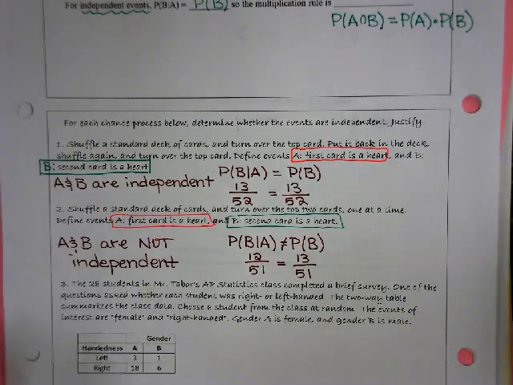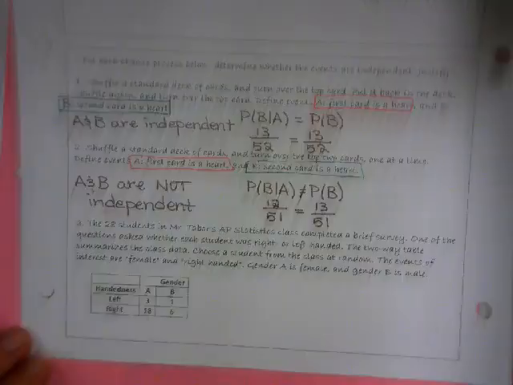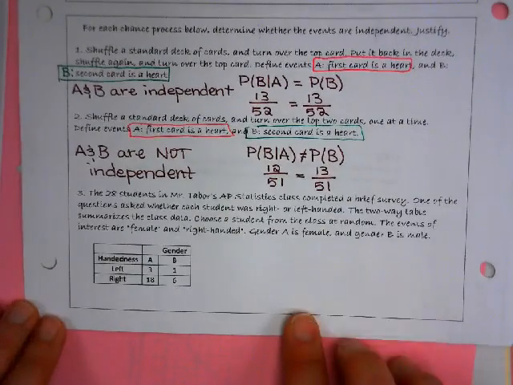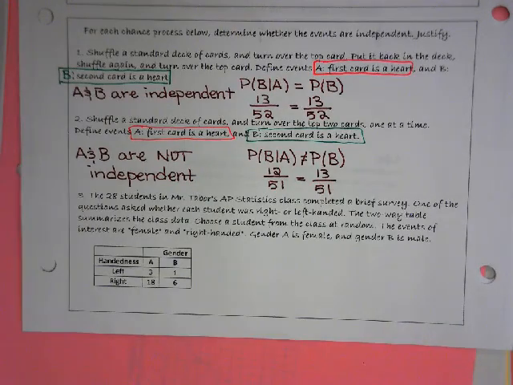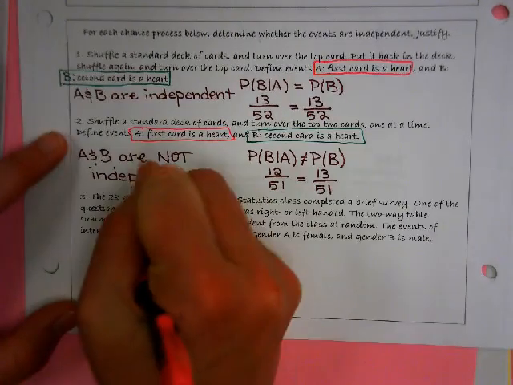So we have 28 students in Mr. Tabor's AP Statistics class. They completed a brief survey. One of the questions asked whether each student was right or left-handed. The two-way table summarizes the class data. We're going to choose a student from the class at random. The events of interest are female and right-handedness.